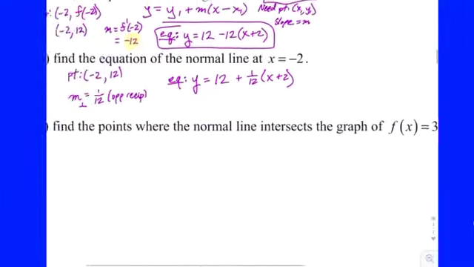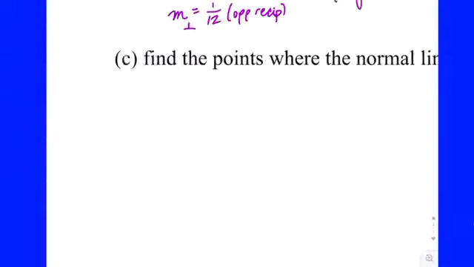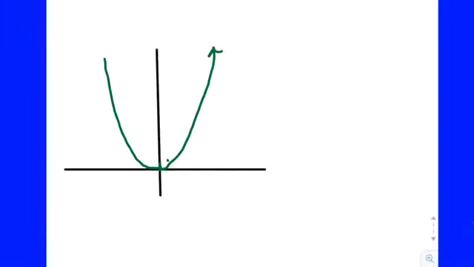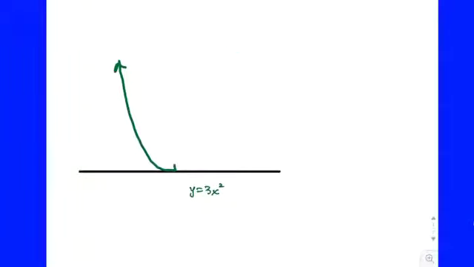Find the points where the normal line intersects the graph of 3x squared. Okay. Now it's time for a visual. We've been doing this all by computation only. Let's draw 3x squared. That is your smiling parabola. It opens up, looks something like that. Y equals 3x squared. And of course, everyone can tell that that is 3 times steeper than a regular x squared graph. Good. That's the criteria.